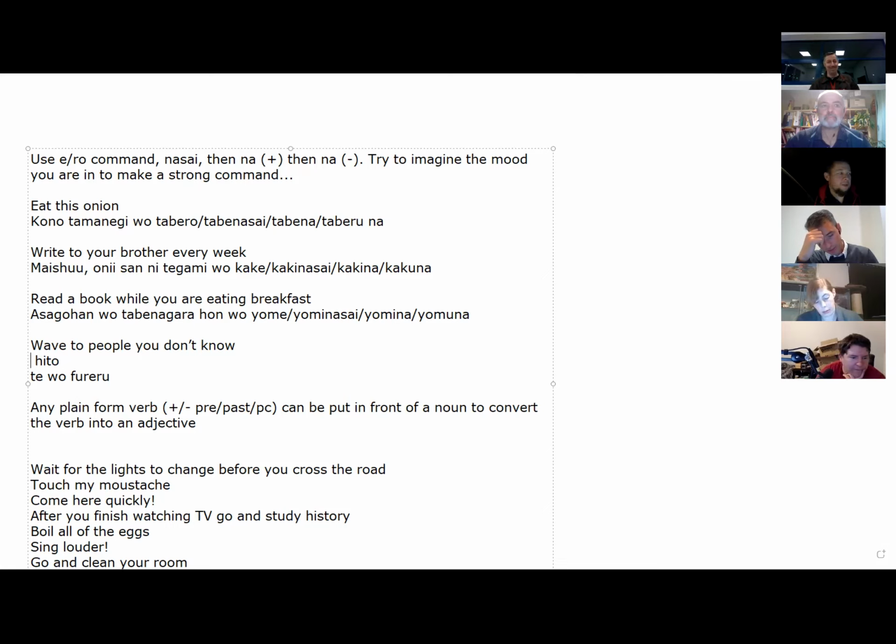Hito de shirimasen. We can put this before. Any plain form verb can be put in front of the noun to convert the verb into an adjective. So shirimasen would go here, but if we put this into the plain form, the dictionary form, shiranai. Good. Shiranai hito means people I don't know or people you don't know. And we've got to wave to people. So shiranai hito ni. Good.